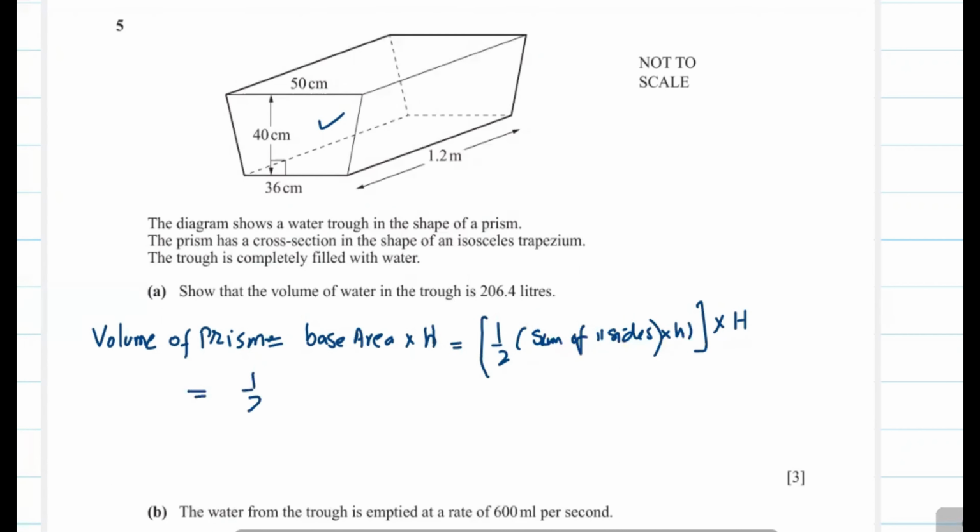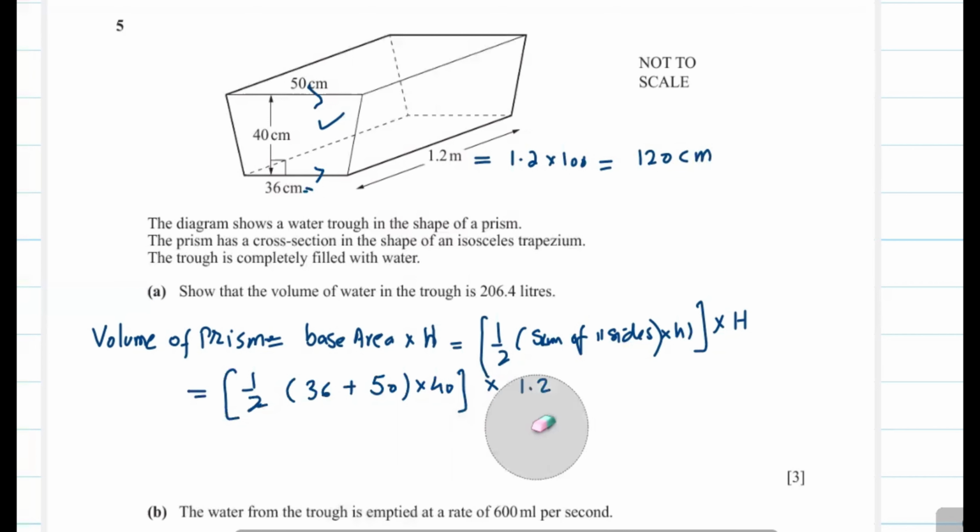Now the sum of parallel sides, suppose that these are the two parallel sides: 1/2 times (36 plus 50), multiplied by the height of the trapezium, which is the distance between the two bases, 1.2 meter. Here the distance between two bases is in meters, so we convert it into centimeter. That will be 1.2 multiplied by 100, which is equal to 120 centimeter. Now we write it as 120.